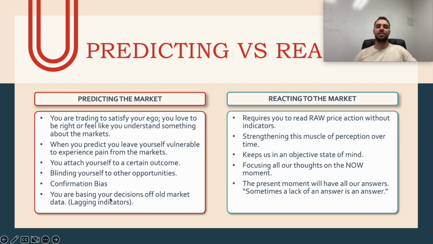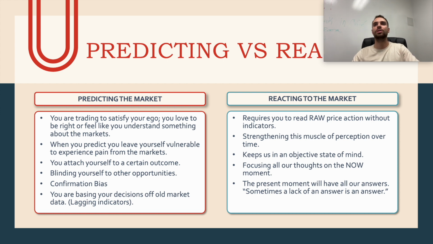And you are basing your decisions off old market data. This is a lagging indicator, and I explained in the last slide how you can zoom in on the smallest time frame and you can see this break and retest happening. Therefore, that is price action that's happening in the moment that you can use to tell you where the market is going. So how can you move from predicting to reacting is with this break and retest strategy. And now that you're reacting to the market, you can now read raw price action without indicators.